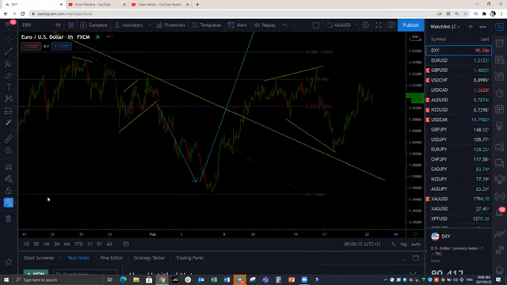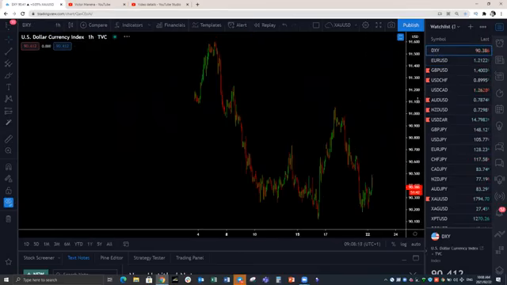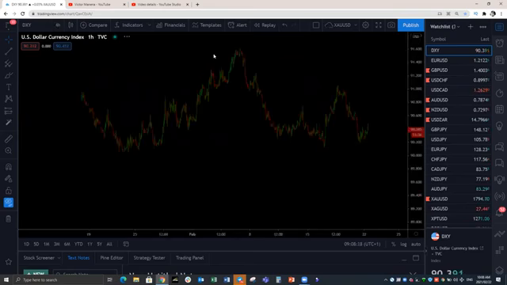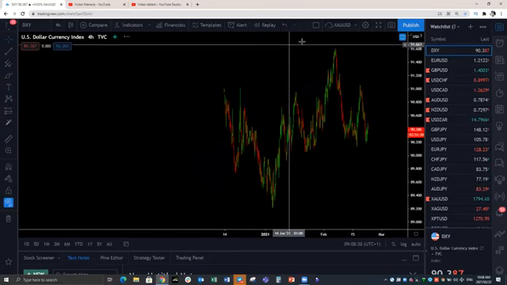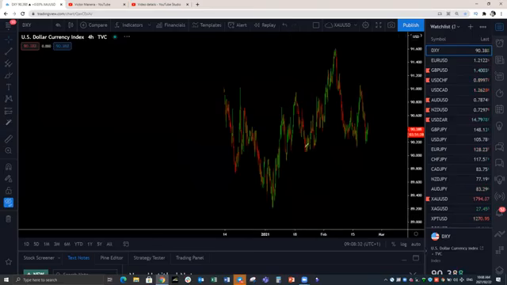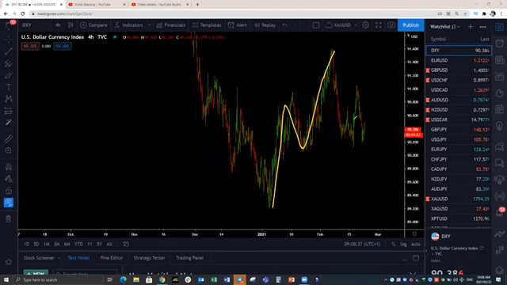Just switch everything off here. So looking at the DXY, we have made that pullback. Let's start with the 4-hour. So the DXY on the 4-hour has been this structure. We've shown this yesterday as well. We're looking for this to drop. We've made this three-wave pullback here, which looks like an expanding flat.